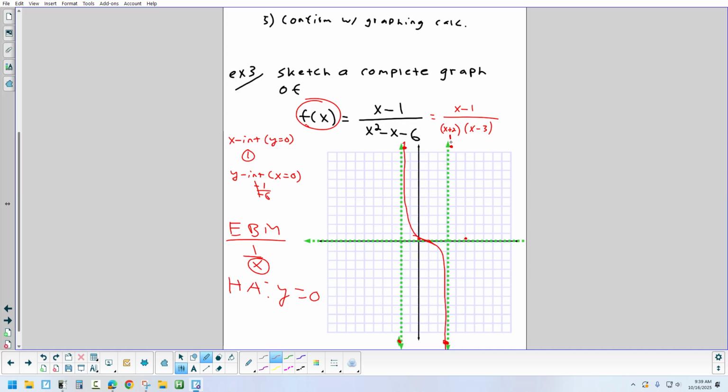I have to stay close to that. I have to curve down going to the right. Then I run into that horizontal, and it's going to look like that.